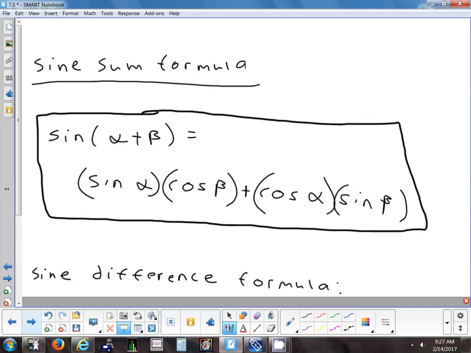And notice how the sines and cosines are combined. It's not like the cosines are together first and then the sines together second. They're mixed. It's sine of the first, cosine of the second, cosine of the first, sine of the second. So it's kind of hard to remember which one goes where. But if you just use your reference sheet, just follow the formula. That's all you have to do.